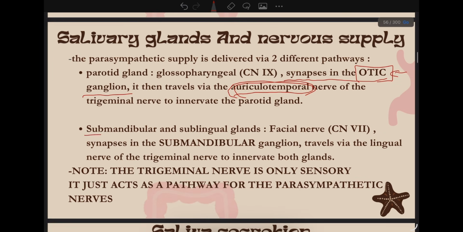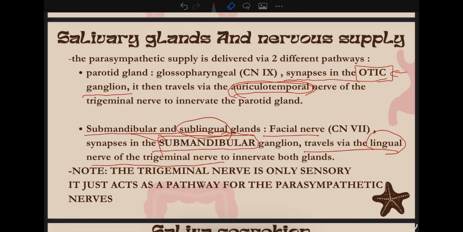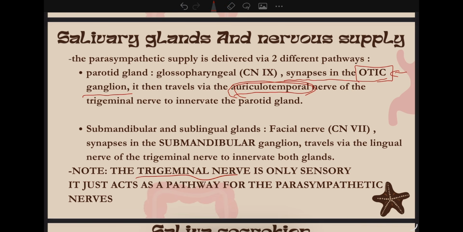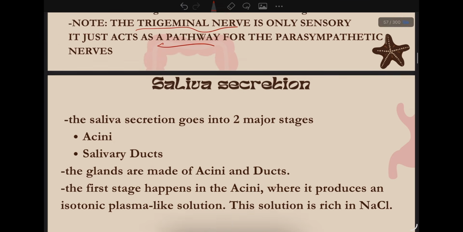Now for the submandibular and sublingual glands, as we said, the facial nerve synapses on the submandibular ganglion. You can think of it as submandibular, so it makes sense. It travels via the lingual nerve of the trigeminal nerve. Also lingual nerve, sublingual gland; try to link it. And as we said, there is no parasympathetic innervation from the trigeminal nerve. It's just a pathway, a car, a ride, whatever you want to call it.